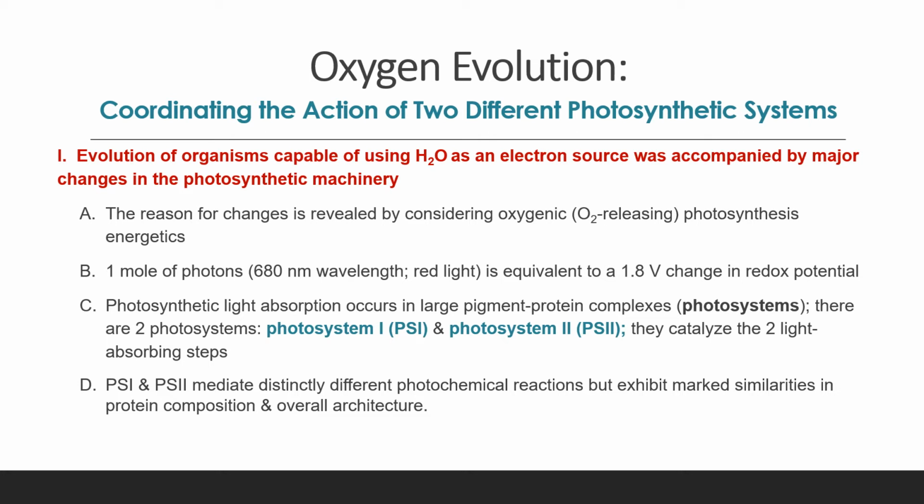Basically, 1 mole of photons at around 680 nanometers wavelength, equivalent to red light, is equivalent to a 1.8 volt change in redox potential. The photosynthetic light absorption occurs in large pigment protein complexes you call photosystems, and there are actually two photosystems available. Okay, so the first one is photosystem 1 or PS1, and the second one is photosystem 2 or PS2. Both actually catalyze the two light absorbing steps. PS1 and PS2 mediate distinctly different photochemical reactions but exhibit marked similarities in protein composition and overall architecture.